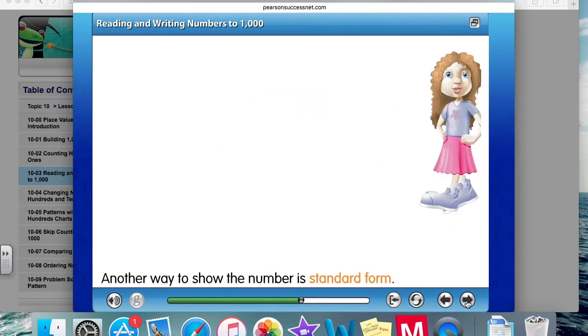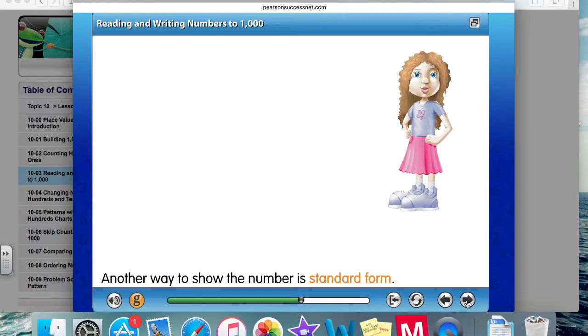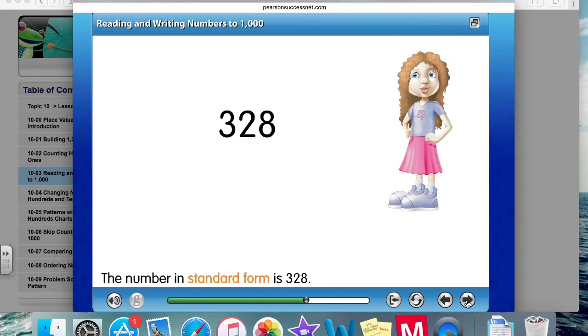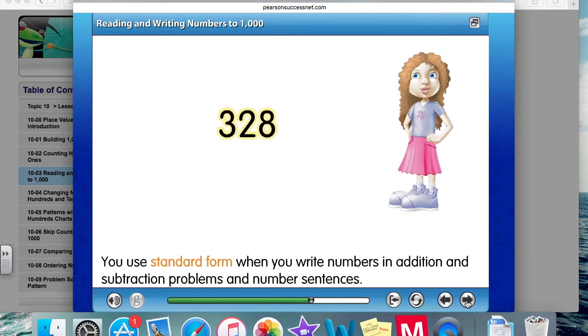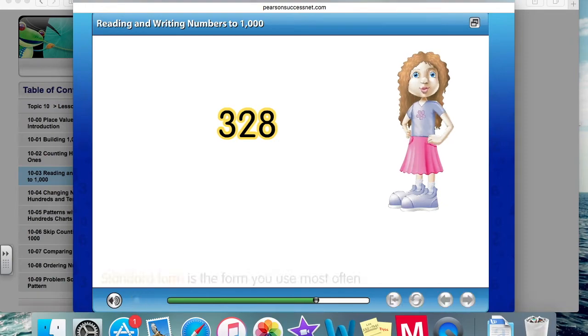Another way to show the number is standard form. Standard form is when the number looks like how you would normally write it. The number in standard form is 328. You use standard form when you write numbers in addition and subtraction problems and number sentences. Standard form is the form you use most often. Now let's talk about where we got those numbers for standard form.